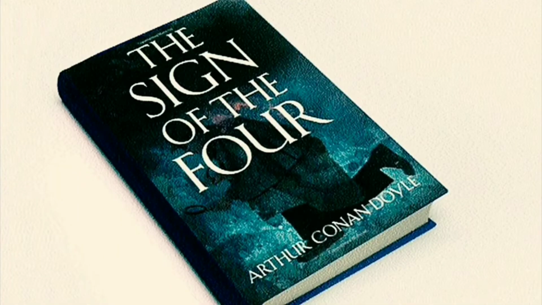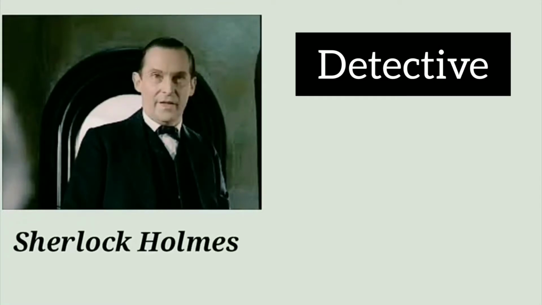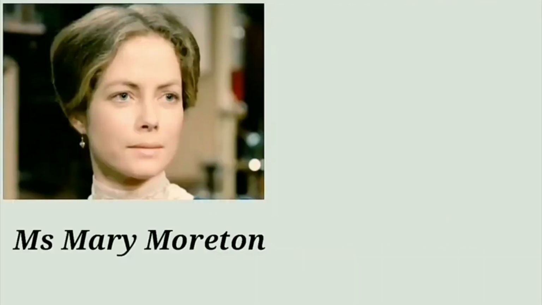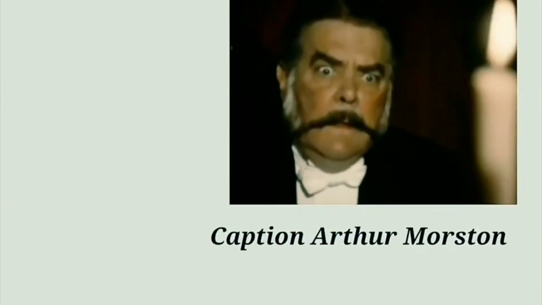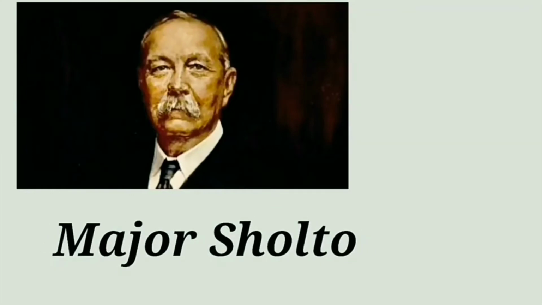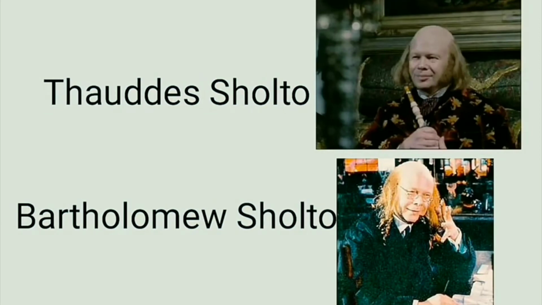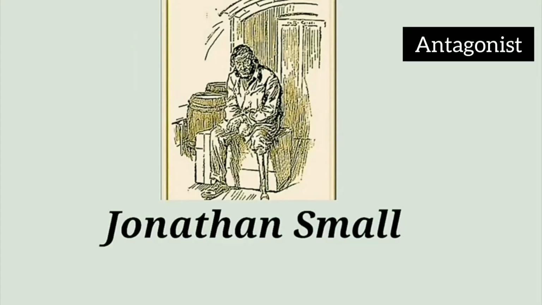See the major characters of the novel The Sign of 4. Sherlock Holmes is the main character of the novel. Then his companion John Watson, that is Dr. John Watson. Then Miss Mary Morstan. Then Captain Arthur Morstan, father of Mary Morstan. Major Sholto, one of the major characters, has 2 sons, Thaddeus and Bartholomew, and Inspector Jones. There is one major character, Jonathan Small, and the last one is Tonga.